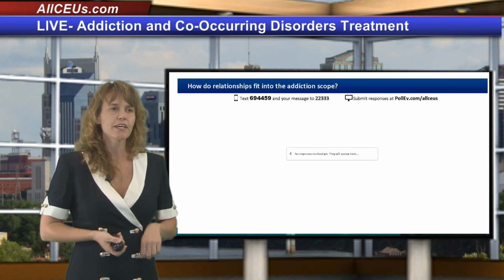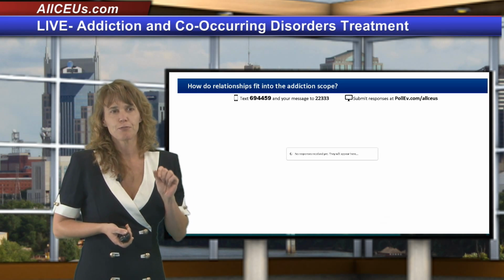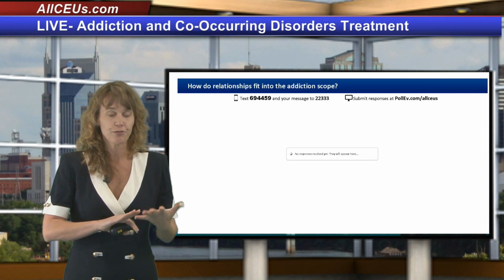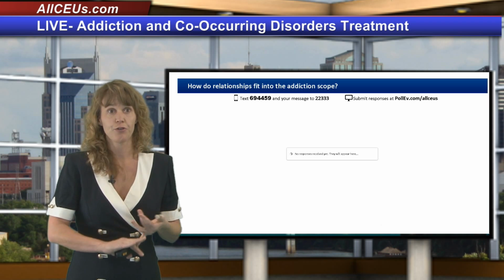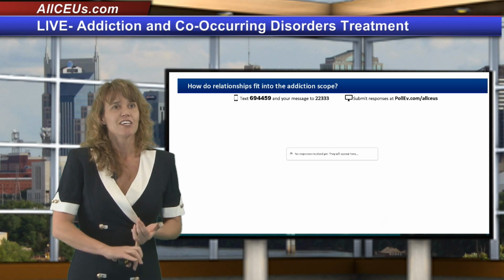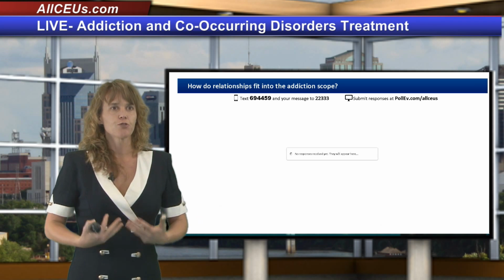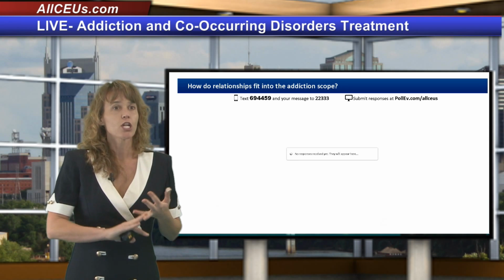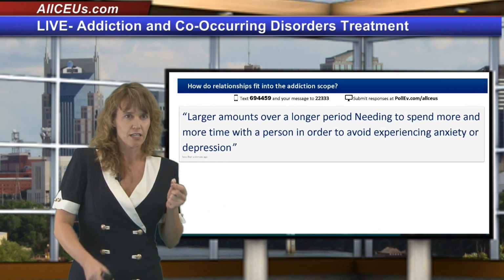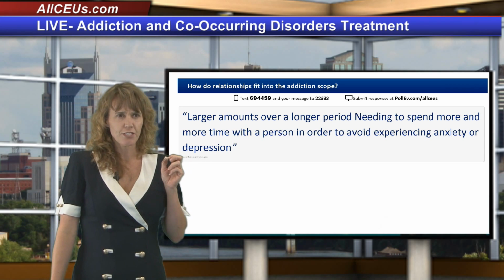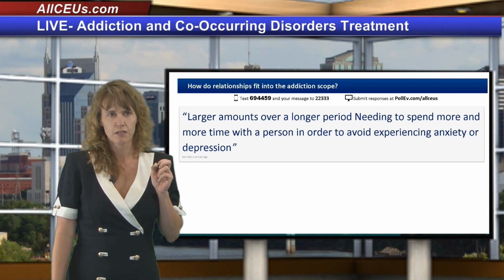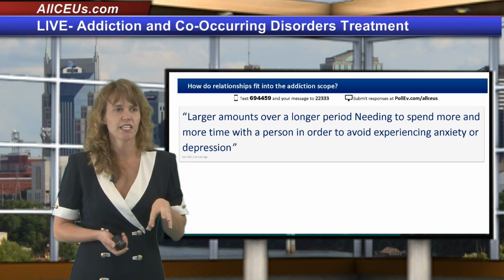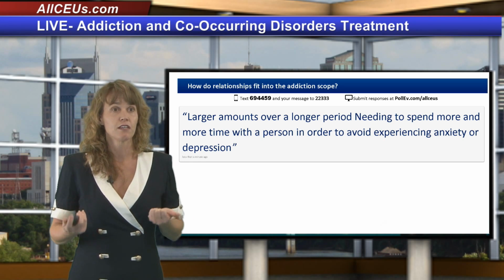So, let's talk briefly about how relationships fit into the addiction scope. Remember, we were talking about how you need more of the same substance to get the same comfort or feeling of happiness. Spend longer doing it. Larger amounts over a longer period of time. Needing to spend more and more time with a person in order to avoid experiencing anxiety or depression.